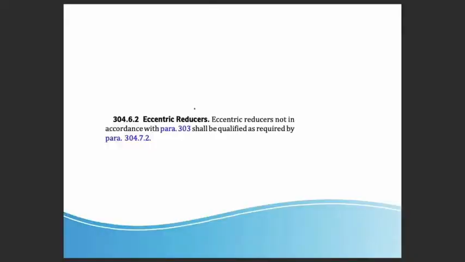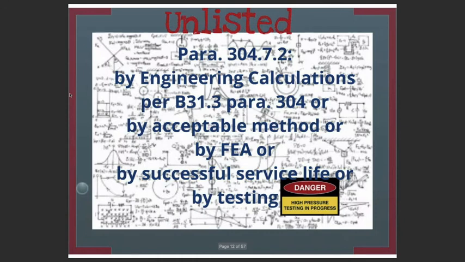Now, an unlisted component, such as an eccentric reducer, where an unlisted component is clearly defined, you can find in paragraph 304.6.2, where it says an eccentric reducer not in accordance with paragraph 303 shall be qualified as required by paragraph 304.7.2. Oh, what a mouthful. Well, what that means is that 304.7.2 essentially gives another option for you to qualify your parts to that standard, and that involves some degree of testing, destructive testing, or finite element analysis. That's what FEA means.